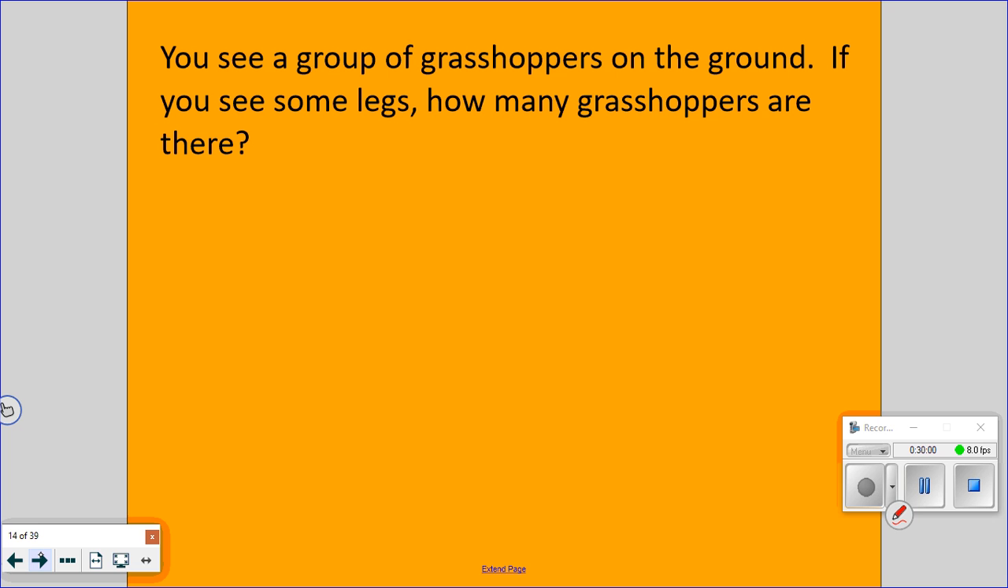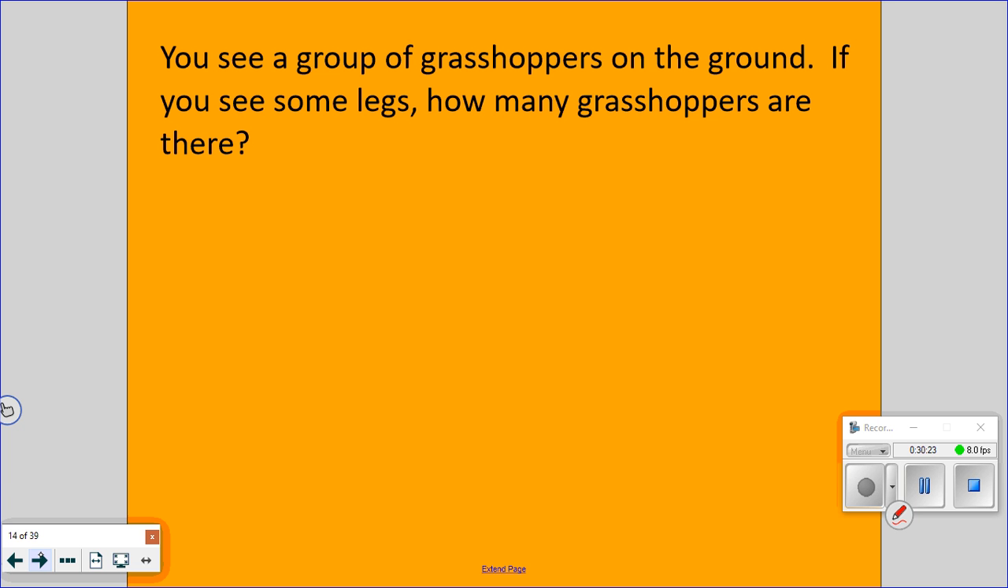Raise your hand if you've ever seen a grasshopper before. Does anyone know what color grasshoppers are? Archer, what color are grasshoppers? They could be green or brown. They kind of blend in with grass. Or black. That makes sense. Yeah, they kind of just blend in with the grass.